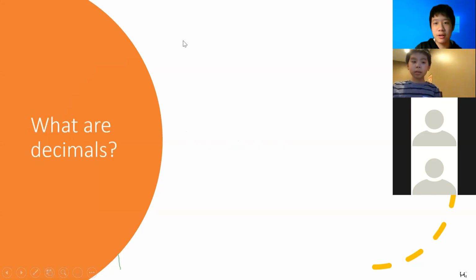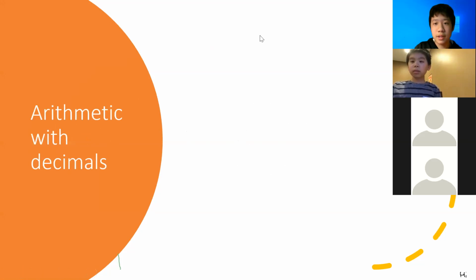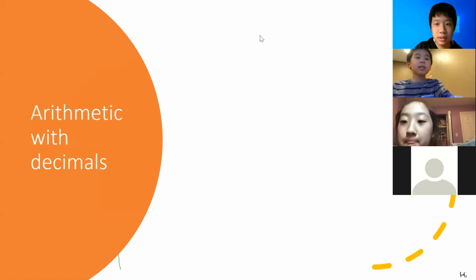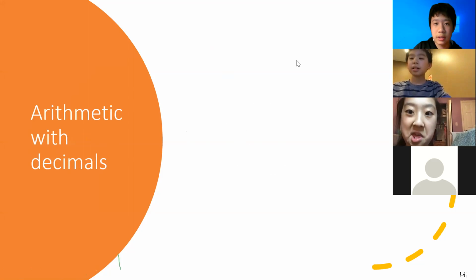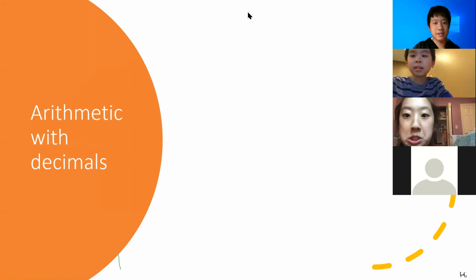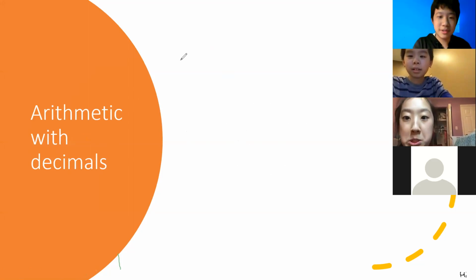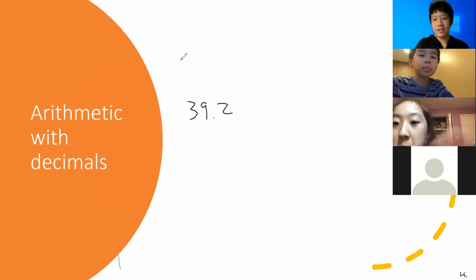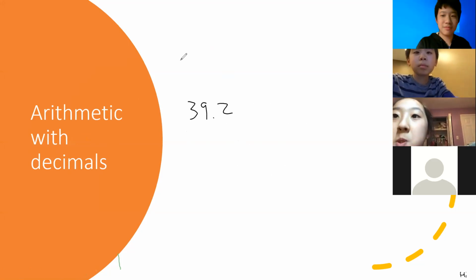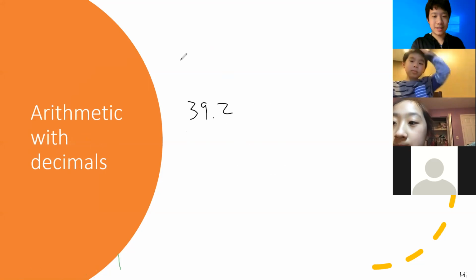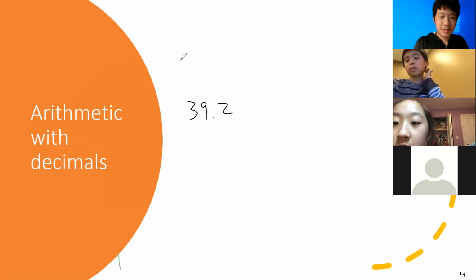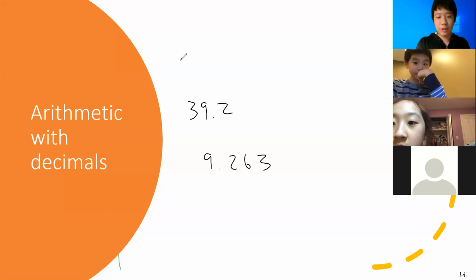So first of all, what are decimals? My computer's glitching a little. So what are decimals? We know decimals are numbers like 39.2. That's the most really basic decimal. So what if I had a more complex one like 9.263? Well, what are these places called?